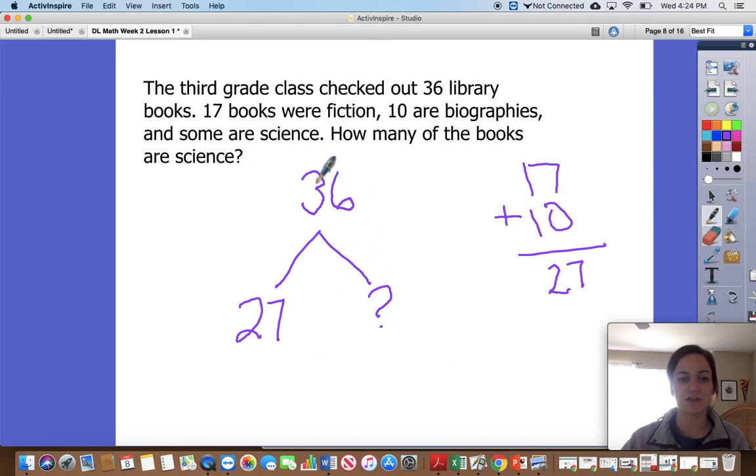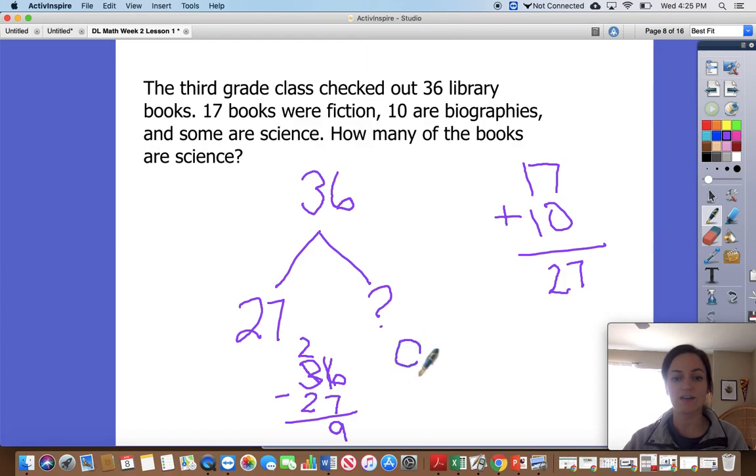I can write that if I know my total and I'm missing an add-in, like we practiced last week. You're subtracting, right? 27 plus something will give me 36, or 36 minus 27 will give me the rest. So I'm going to do 36 minus the 27 will give me how many books are left over that are science. 6 minus 7, I can't do that, right? I need to go borrow 3 10s. I'm going to break it down to 2 10s, and then I'm going to give myself 10 ones. 16 minus 7 is 9. 2 10s minus 2 10s is nothing. So 9 of those books are science.